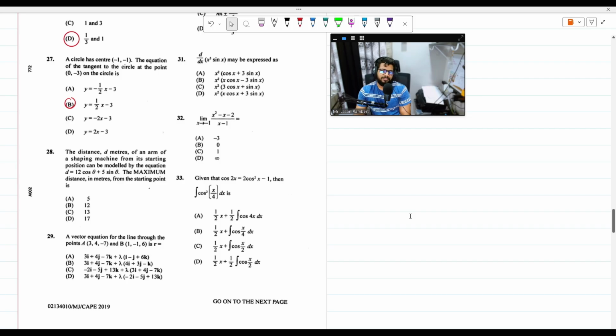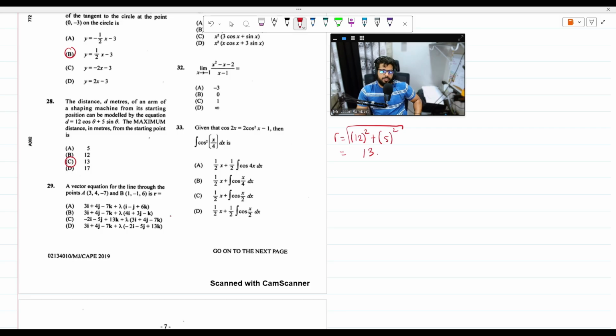The distance of an arm shaping machine from its starting position can be modeled by the equation D is equal to the maximum distance in meters. So the concept of R cosine x plus alpha is to combine cosine and sine into one. The amplitude is going to be R. And we know that our R is always going to be the square root of the first coefficient squared plus the second coefficient squared. So this is a Pythagorean triplet, so that's going to be 13 to be my answer.